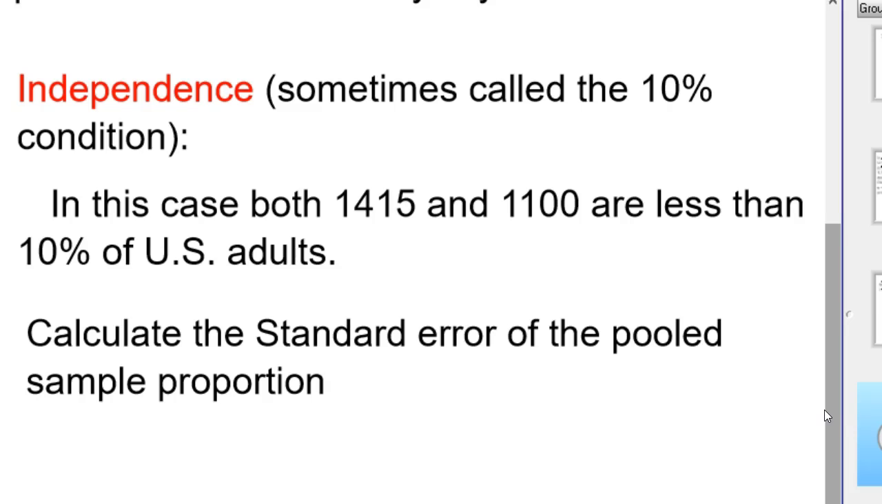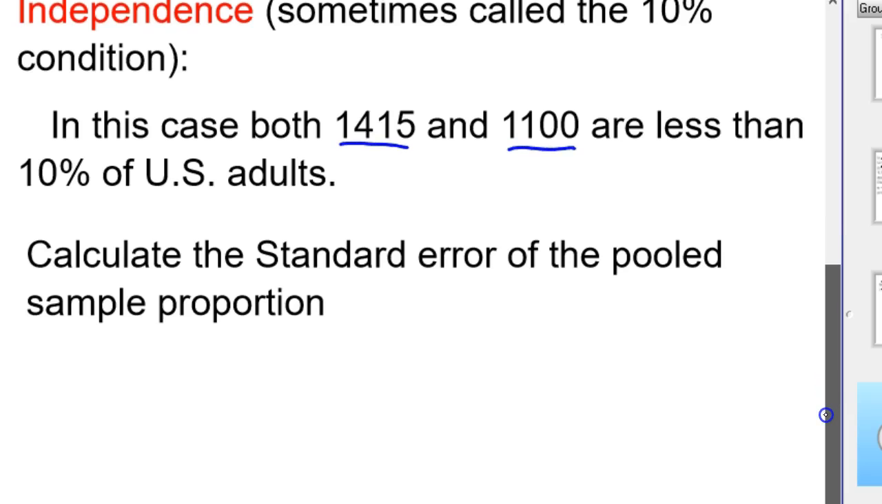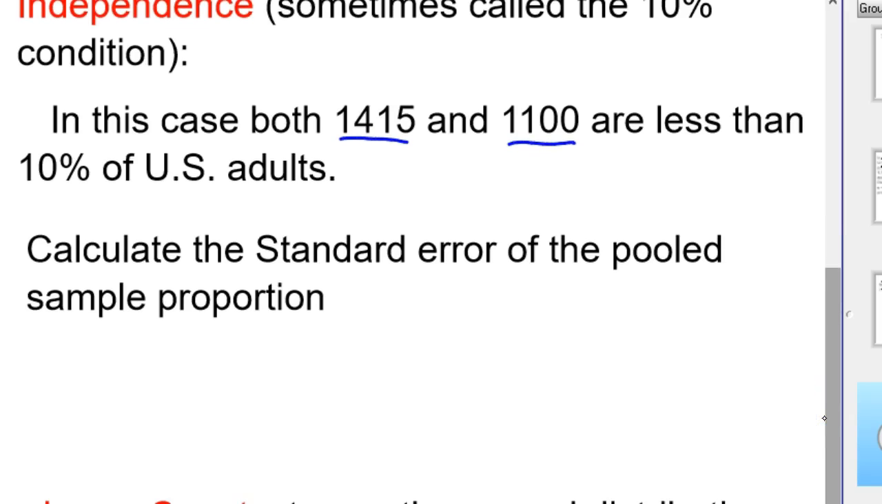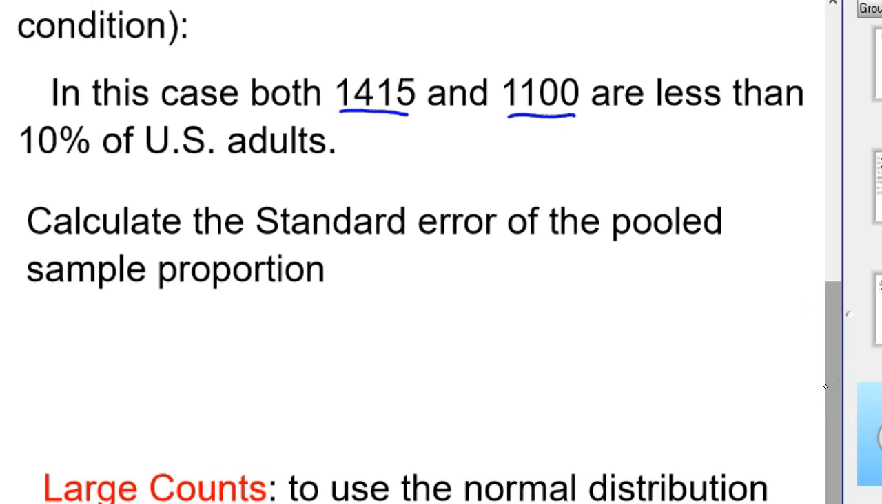Next thing you need to check is your independence. It's sometimes called the 10% condition. So you check to make sure your sample is less than 10% of the population. And in this case, you know, both 1,415 and 1,100 are less than 10% of U.S. adults. And you need to check both populations, or both sample sizes. So once you do that, we can calculate the standard error of the pooled sample proportion.